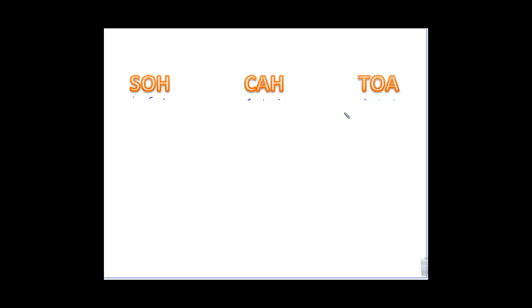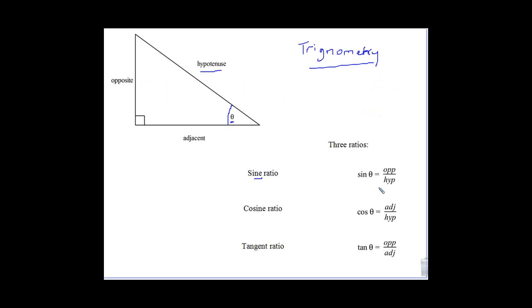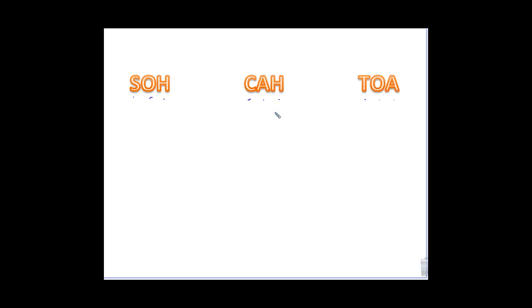SOHCAHTOA, it's an easy thing to try and remember, and it makes sure that you don't mix up any of your ratios here. When we look at our problems and look at the sides we've got involved, we get the right ratio. So SOHCAHTOA, remember it, write it down when you do some problems, and hopefully you won't go too far wrong with it.